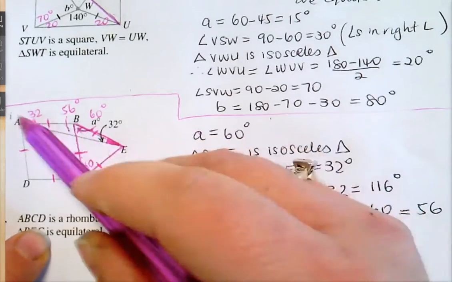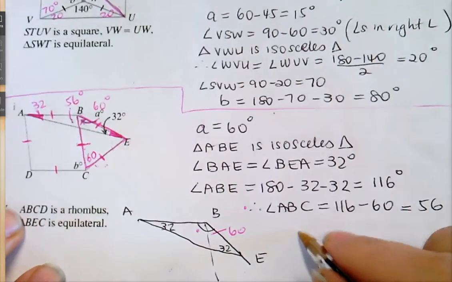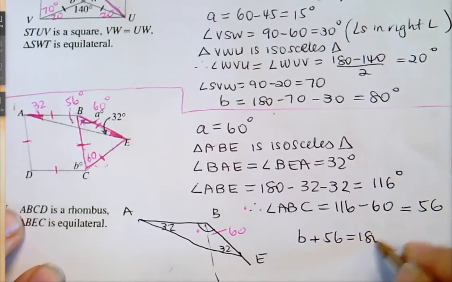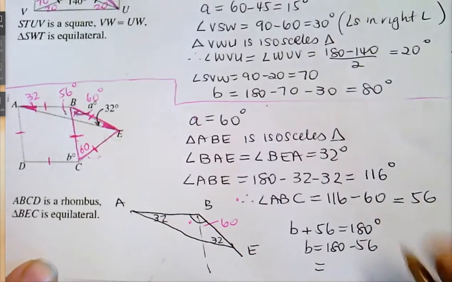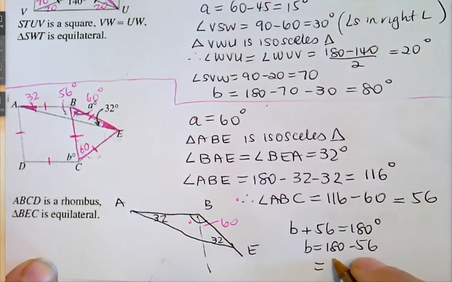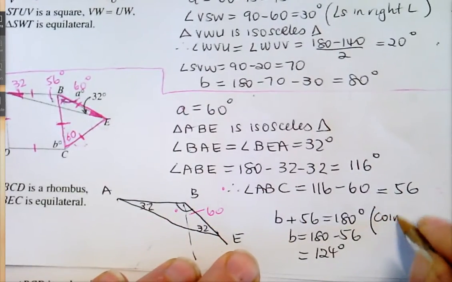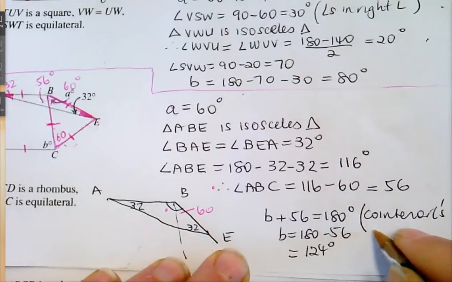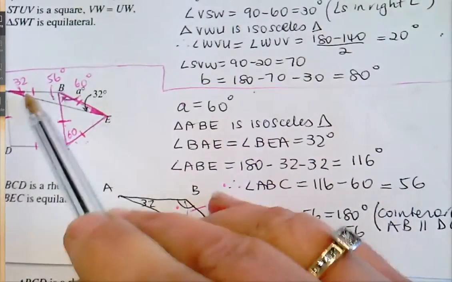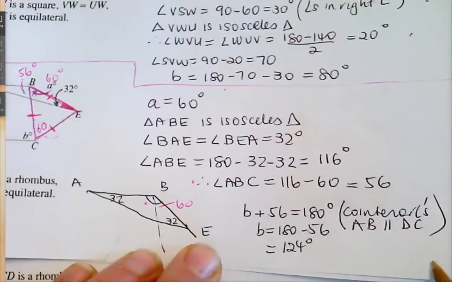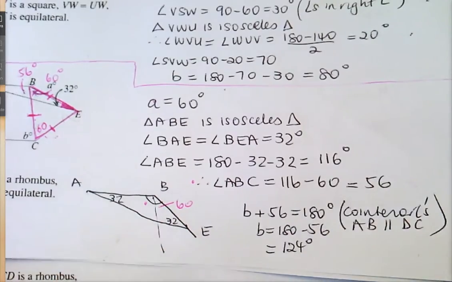Now that I know that that's 56, and this is a rhombus, opposite sides of a rhombus are parallel, so therefore B plus 56 is 180 degrees. Remember, they're co-interior angles, okay? So therefore B will be 180 minus 56, which is 124, I think. Now, if you were to put a reason for that, you would say co-interior angles. AB is parallel to DC. Okay, they're parallel. And you could also say, yeah, because we know that opposite sides of a rhombus are parallel as well.